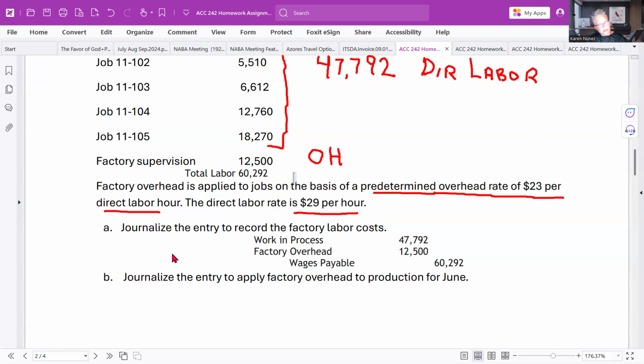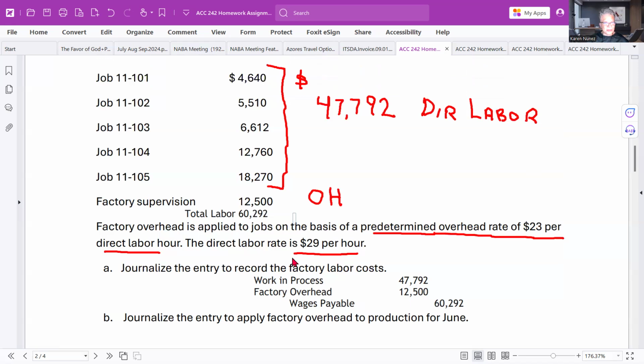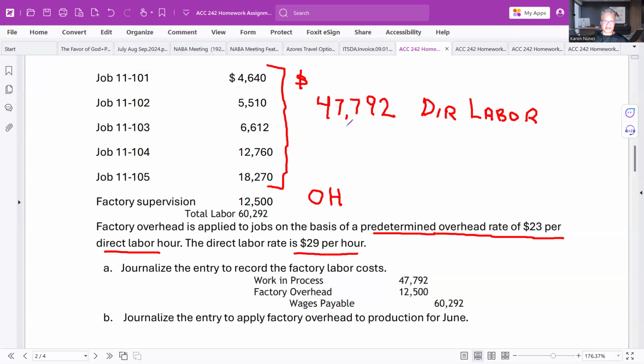Well, that's a part of the manipulation that we're going to need to do. They didn't actually give us the hours. They just gave us the direct labor. But what we know here is that this labor is based on $29 an hour. So all the direct labor costs 47,792, and they paid these people $29 an hour. That's 1,648 hours.